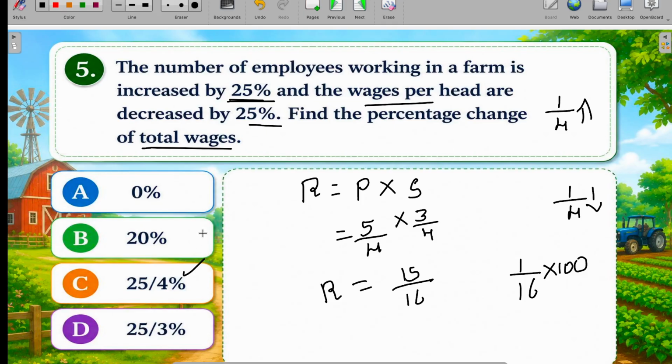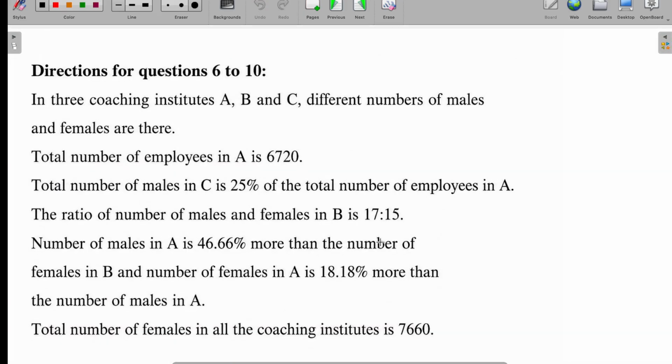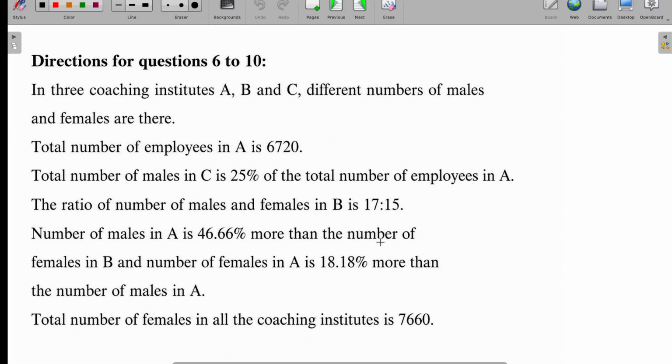I hope this is also clear. Whenever you have an equation like this, you can use the successive concept. Next passage. So in this passage, you can solve it easily. This is not so difficult a passage.